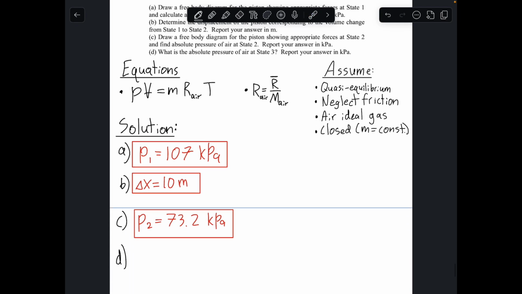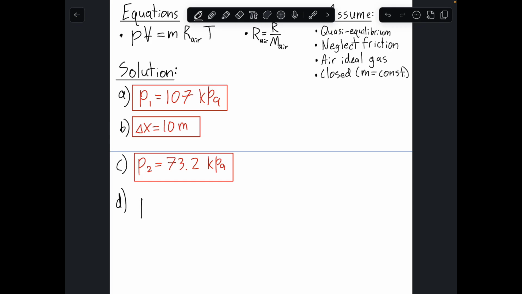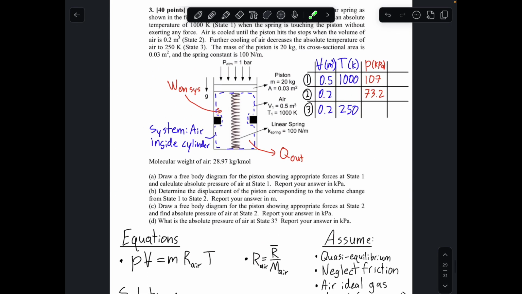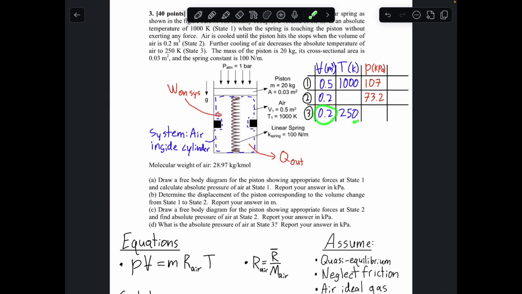So let's start to write out this ideal gas law for state 3, because we want to find the pressure at state 3, so we need to relate all of the properties at state 3. So if we come down here and write that, then our pressure at state 3 times the total volume at state 3 is going to be equal to the mass at state 3 times R of air, which is a constant, and then T at state 3. So let's figure out what we know and what we want to know. So P3 is what we're trying to solve for.